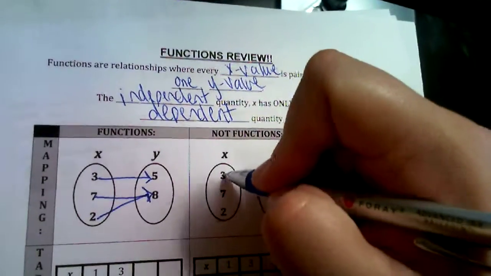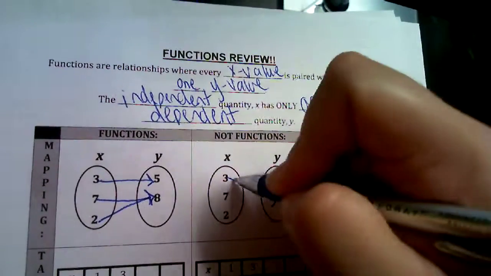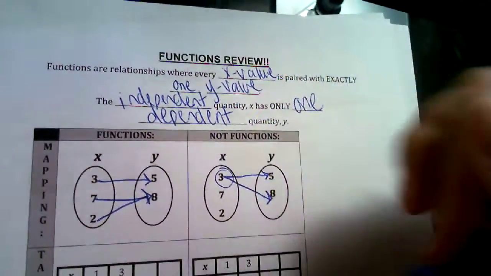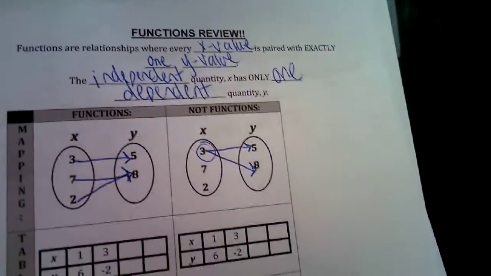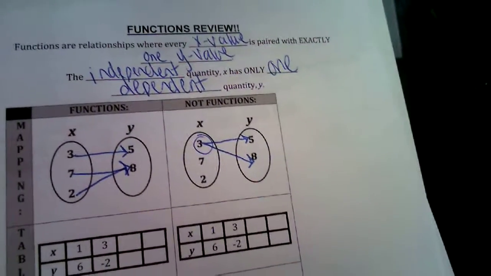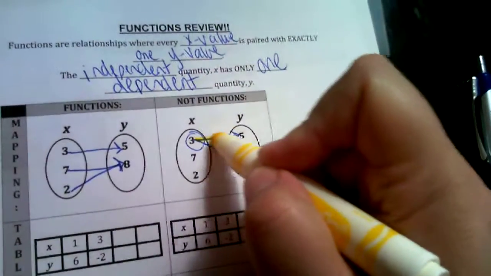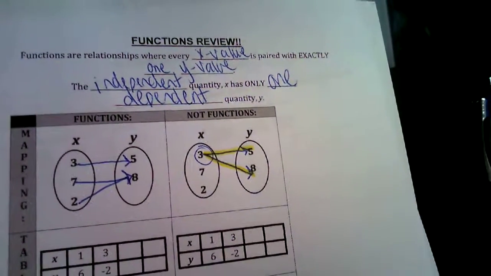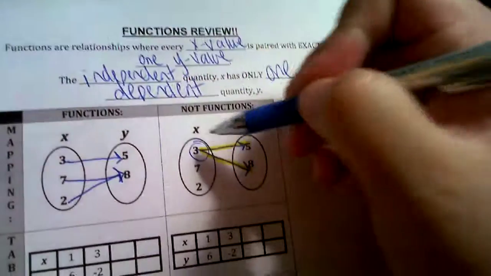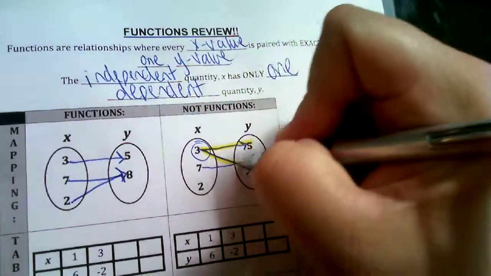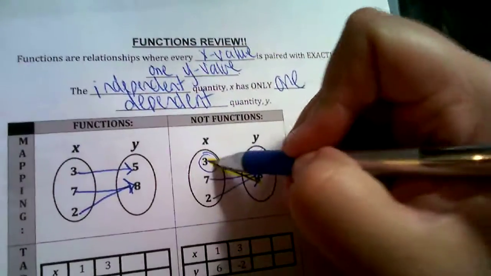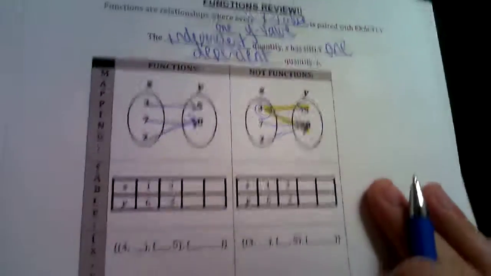Not a function would look like this. We could say 3 goes to 8 and 3 goes to 5. This right here, having the two arrows coming from one x makes it not a function. Again, x cannot have two lines coming out of it. So it could still look like this, but since you have the two, it does not make it a function.